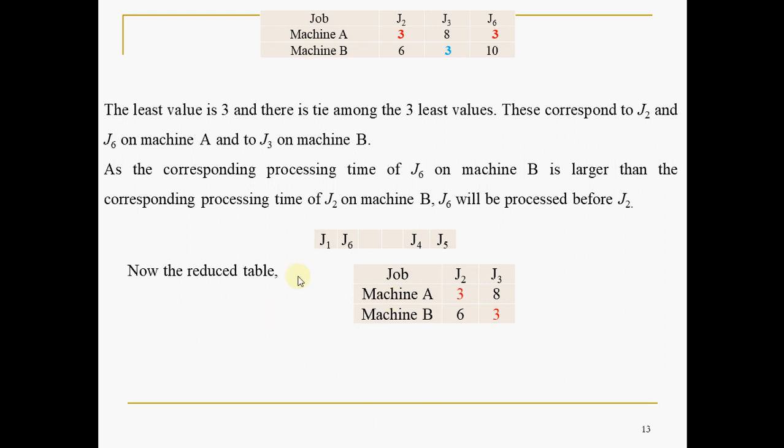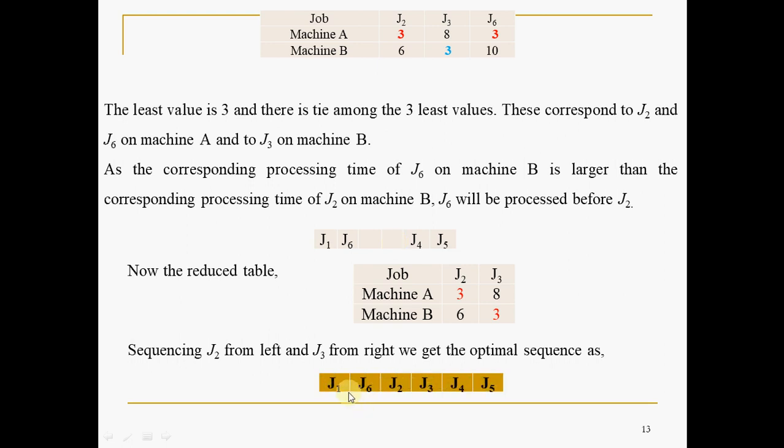J1, J6, J4, J5, they are sequenced already. Only J2 and J3 are left. In this, the 3-6 tie is on the opposite machine, so it is not an issue at all. You can just consider it like case 3. This you can sequence from left to right, this you can sequence from right to left, that's all. So J2 is sequenced here, J3 you can sequence here, that's all. Now the updated sequence would be J1, J6, J2, J3, J5, J4. So this is the optimal sequence or final sequence.